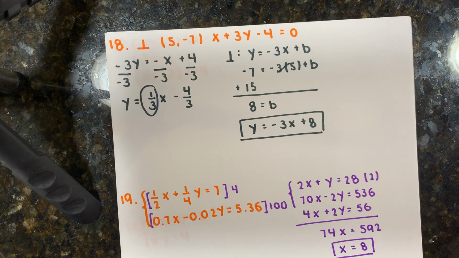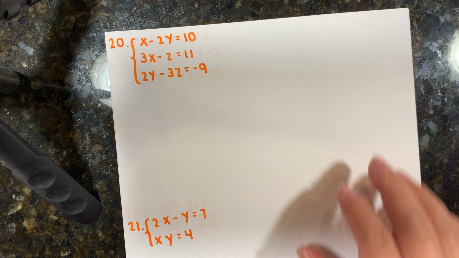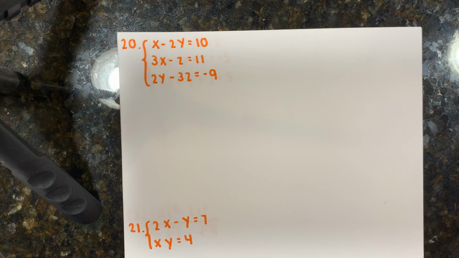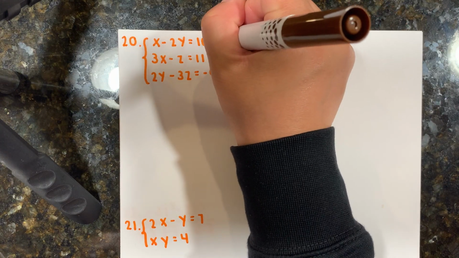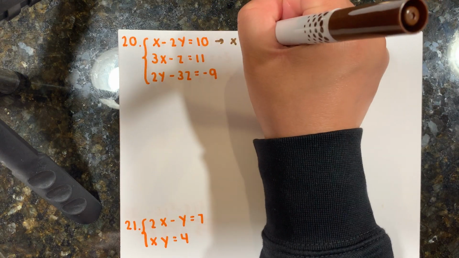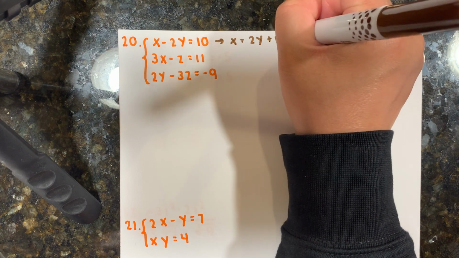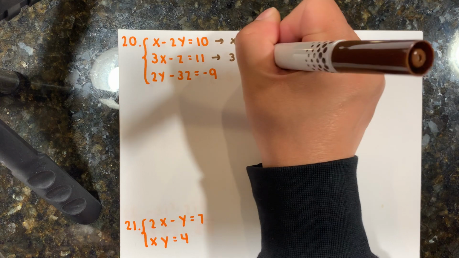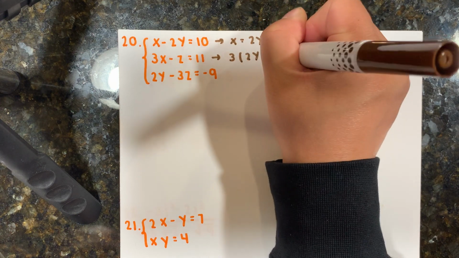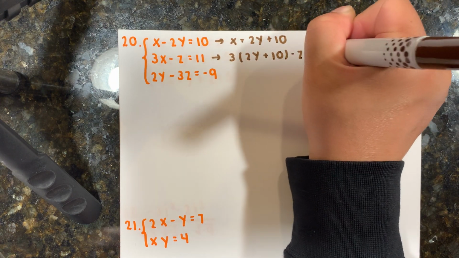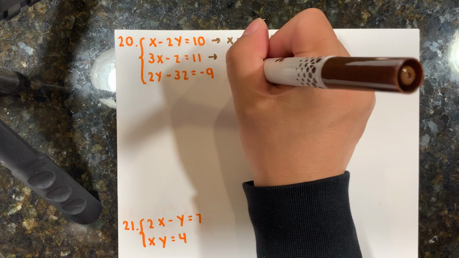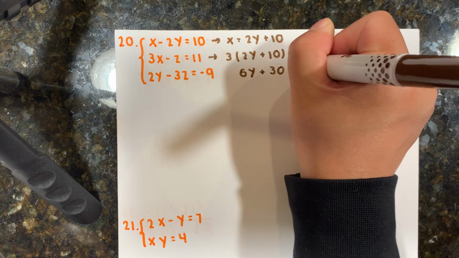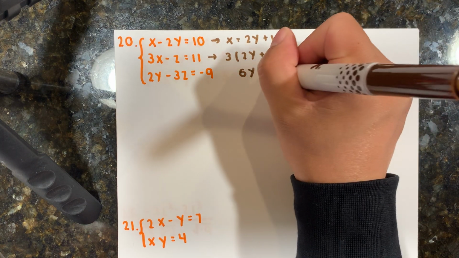Now looking at number 20, I'm going to start by solving for one of the letters, and probably the easiest one to solve for would be the x in the top equation. So x would be equal to 2y plus 10. I want to substitute that into this equation, so that would be 3 times 2y plus 10 minus c equals 11. So that would be 6y plus 30 minus c equals 11.